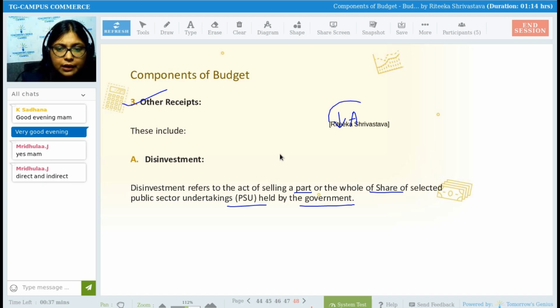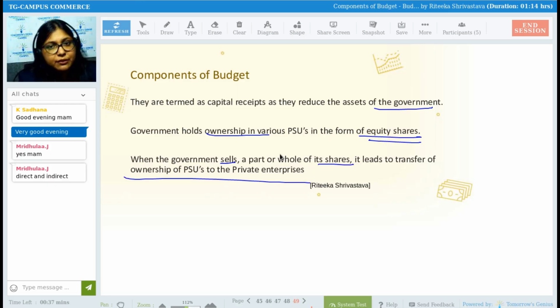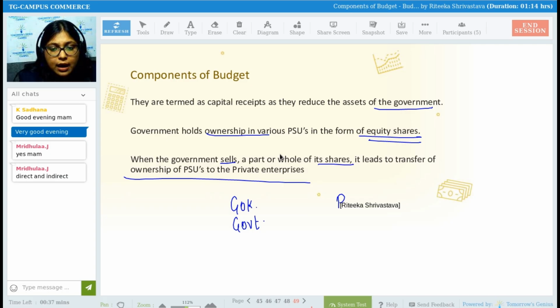So as I said, it is going to reduce the assets of the government. Government holds ownership in various PSUs in the form of equity shares. We know that, right? In the form of equity shares, government has their shares in lots of PSUs. When the government sells a part or whole of its share, it leads to transfer of ownership of PSUs to the private enterprise. Now, if Gokul is the government organization, I am a private sector.